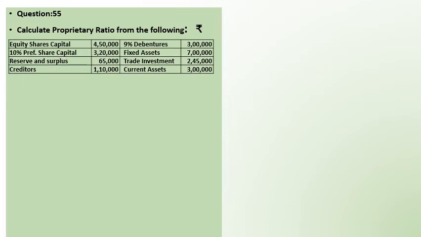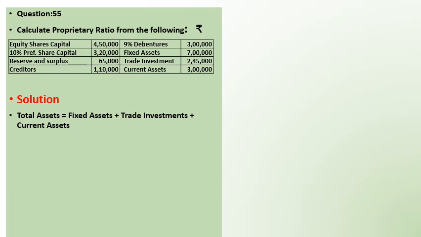Another proprietary ratio calculation, question number 55. Your equity share capital is given 4,50,000, 10% preference share 3,20,000, reserve and surplus 65,000, creditors is 1,10,000, 9% debenture 3 lakhs, fixed assets given 7 lakhs, and trade investment is given 2,45,000, current assets is 3 lakhs.